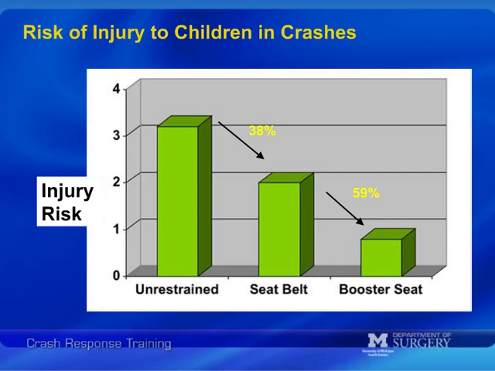Now you can see in this graph here that just by putting a child into a seatbelt, we can improve the risk of injury by 38%. Now, if you use proper types of restraints, and in this case, if you use a booster seat on top of the seatbelt, you can improve the injury risk by an additional 59%, which is a tremendous benefit.